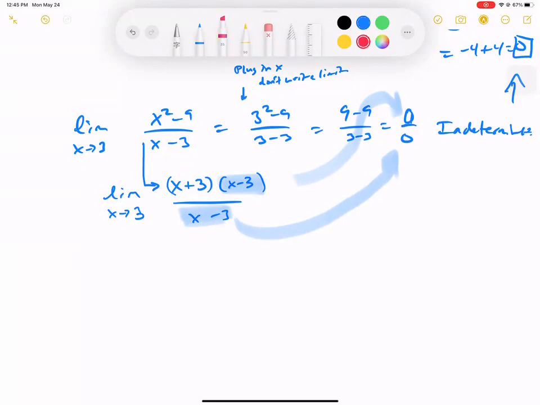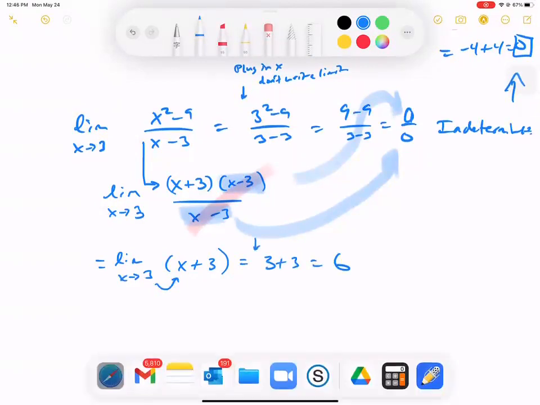Once we found it, we can now divide it out. The problem must be rewritten now as a limit as x approaches 3 of x plus 3. Okay, we're not done yet, because what does it look like when I plug in my 3? 3 plus 3. Please remember, I don't write limit anymore because I'm plugging it in. We end up with the number 6. That's what it should look like.